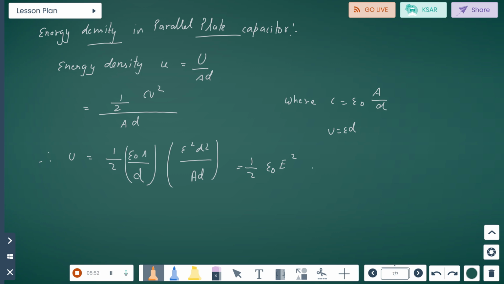Now for energy density, U equals energy by AD. So with U equals half CV square and volume AD, where C equals epsilon naught A by D and V equals ED, putting the values, we get half epsilon naught E square.